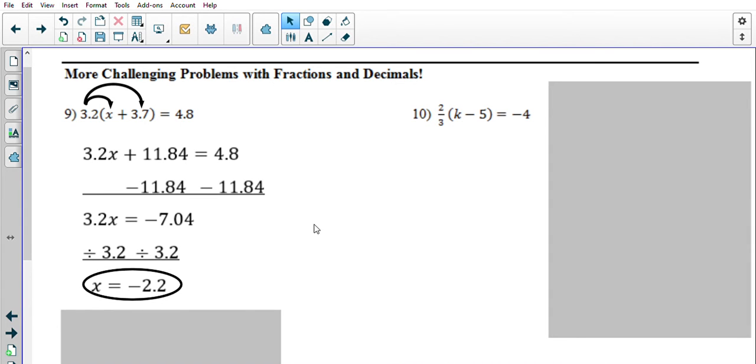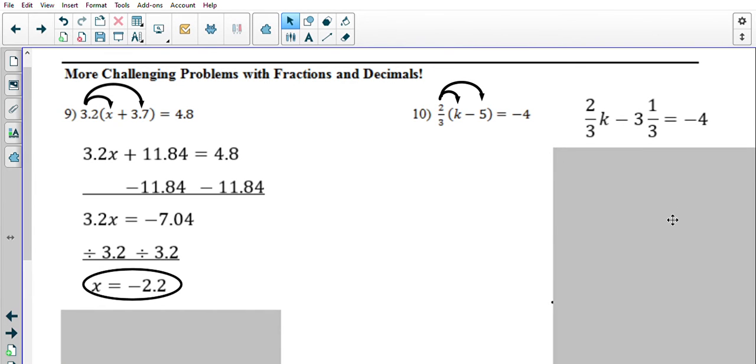All right, question number 10. Let's distribute this 2/3 into the parentheses. 2/3 times k minus 2/3 times 5. So that's going to be 2/3 k minus 3 1/3 equals negative 4. Now it's possible your calculator may give you minus 10/3, and that's okay too. I would try to keep it as a fraction versus writing it as a decimal, because that will get you 3.3 repeating, which is kind of tricky to type into the calculator.